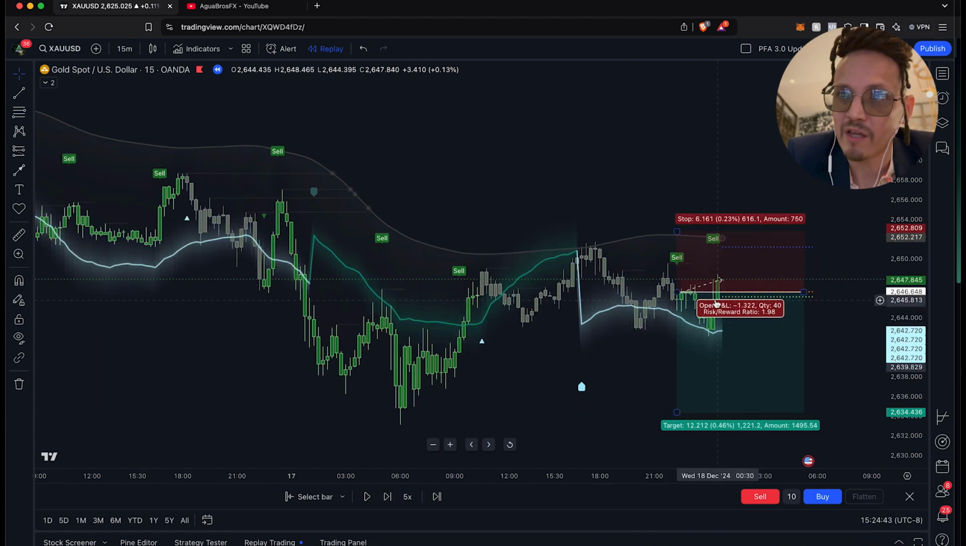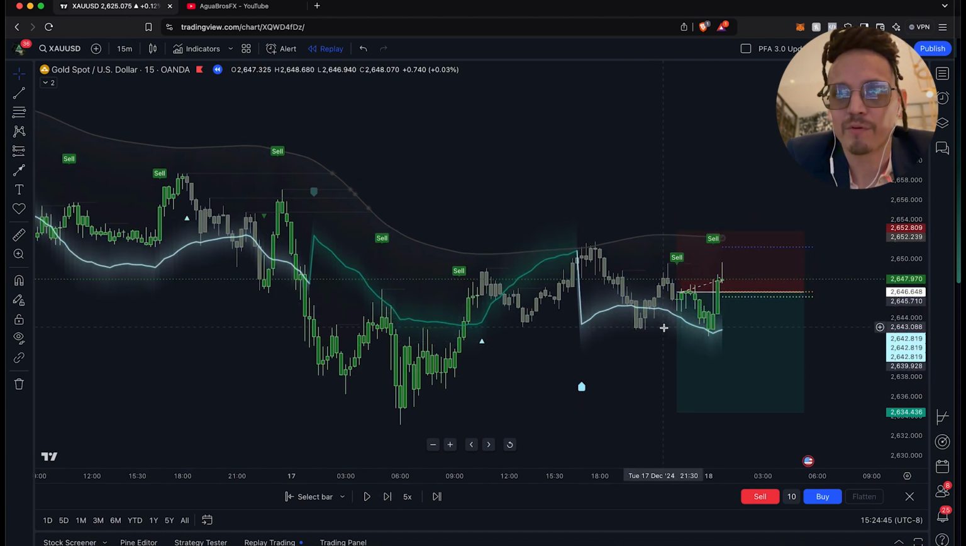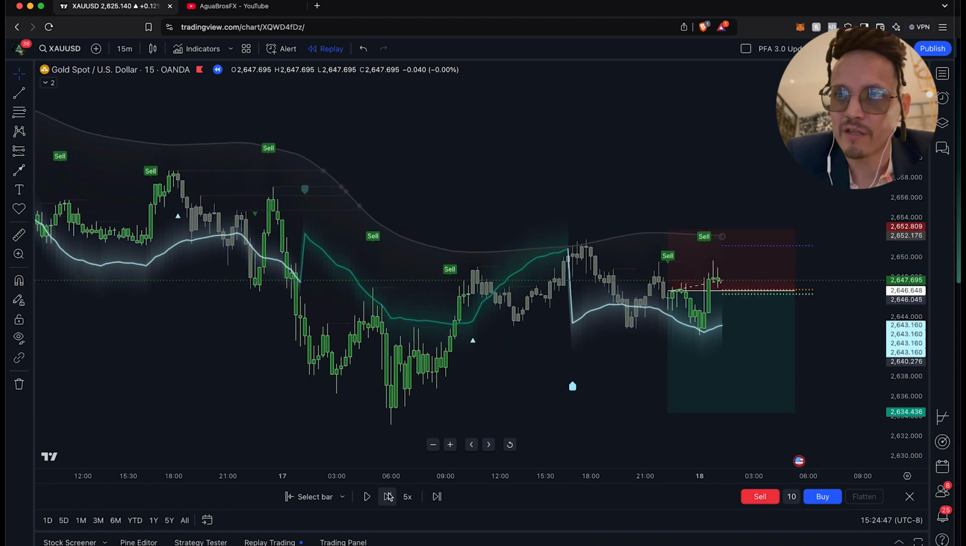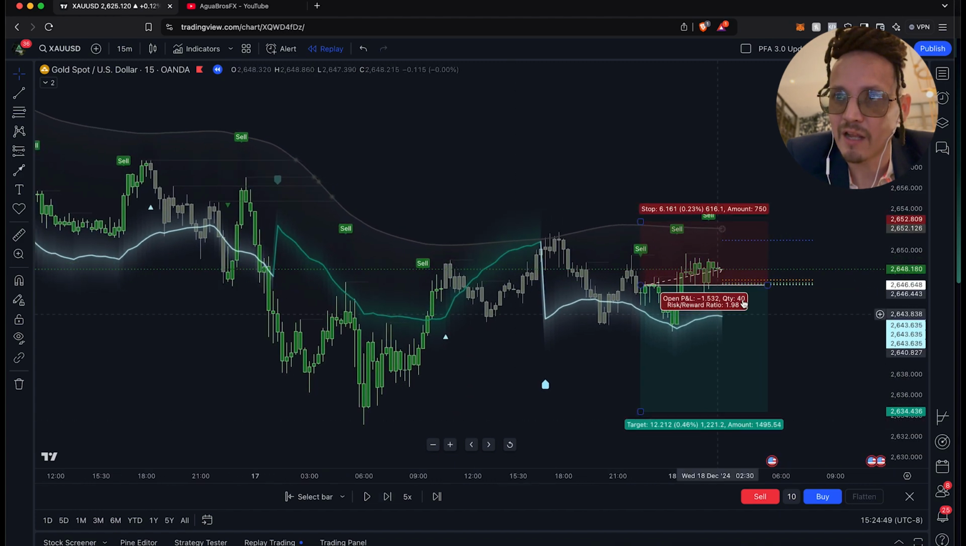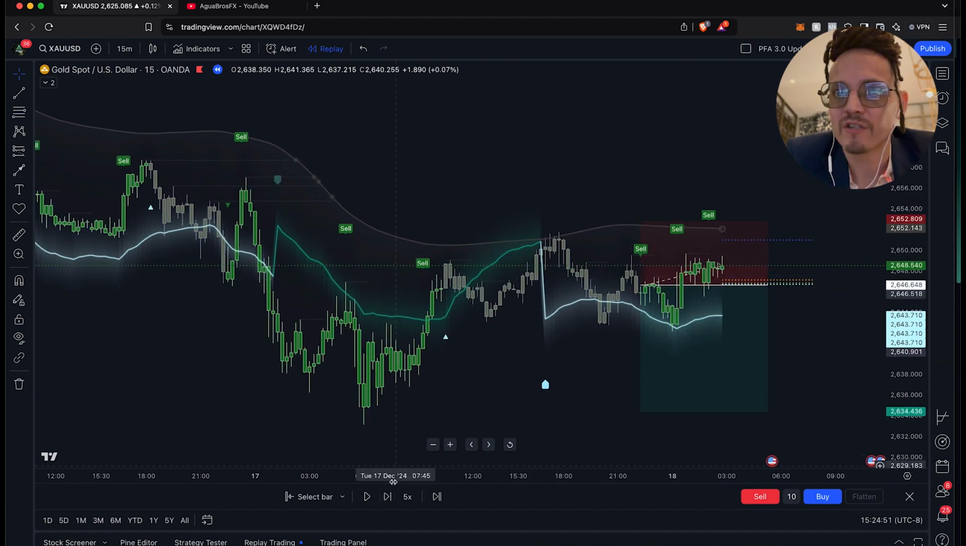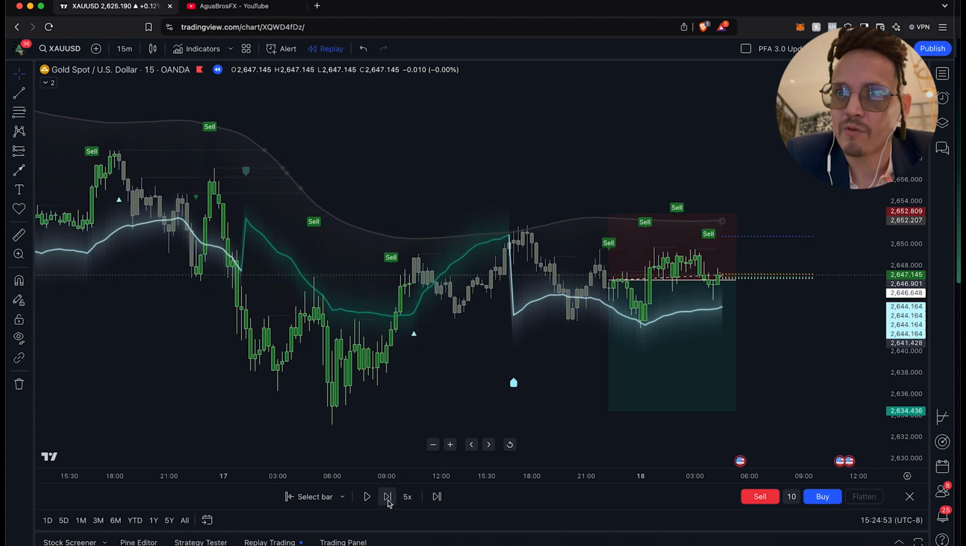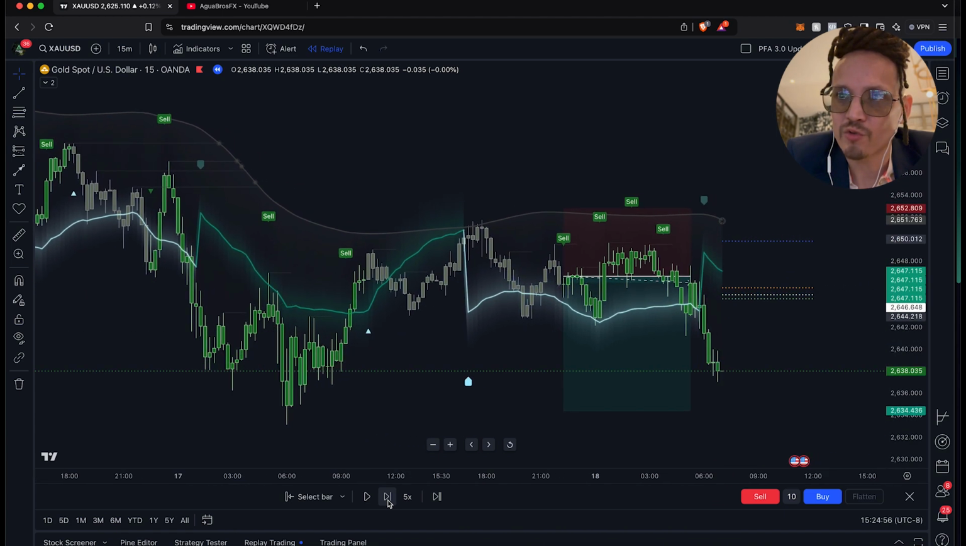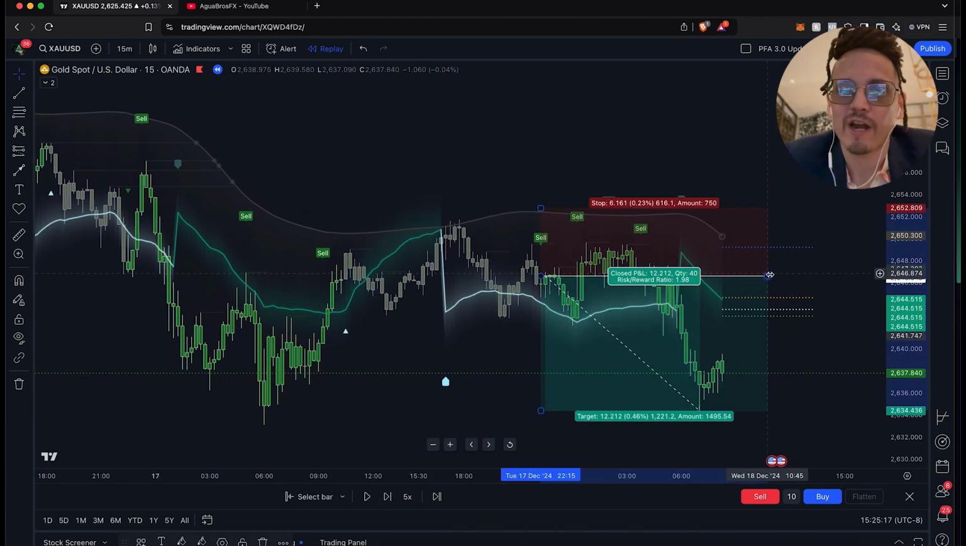So right here, there is a second entry provided. And now you're going to see when price touches the line again, we have another sell entry. And right here, and going straight into profit. This is the strategy that's going to change your trading performance forever.